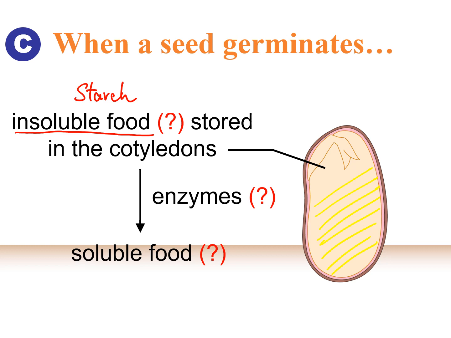Later on, when the time is right, the starch will be broken down by an enzyme. That enzyme is called amylase. With the help of amylase, starch will be broken down into some soluble food. We call that maltose, 麥芽糖. And maltose is a soluble food which can be broken down for further energy release and for the growth of the root and also the stem and the leaves.